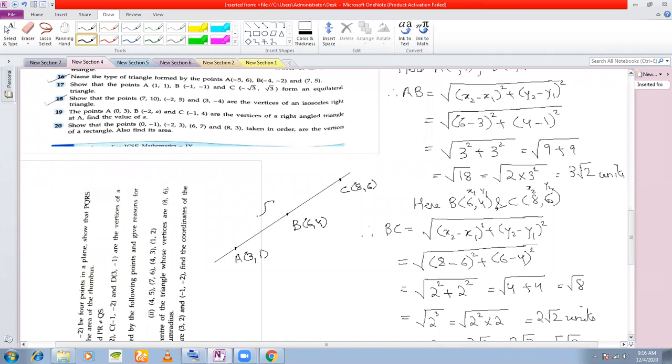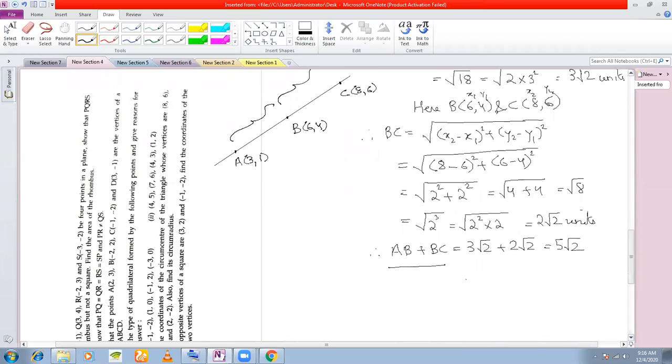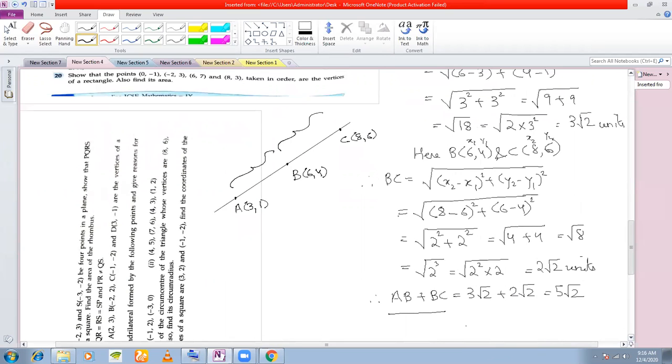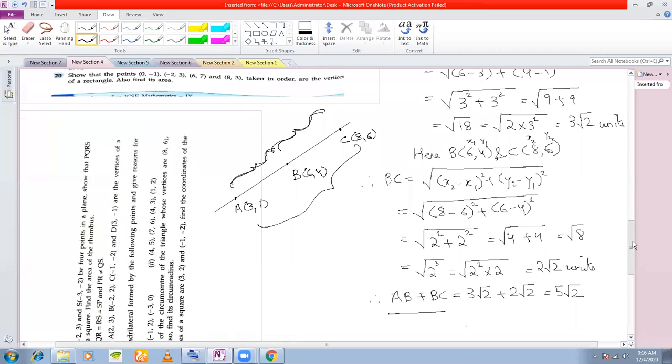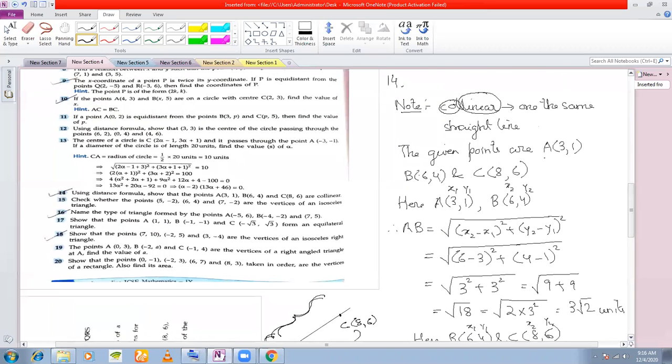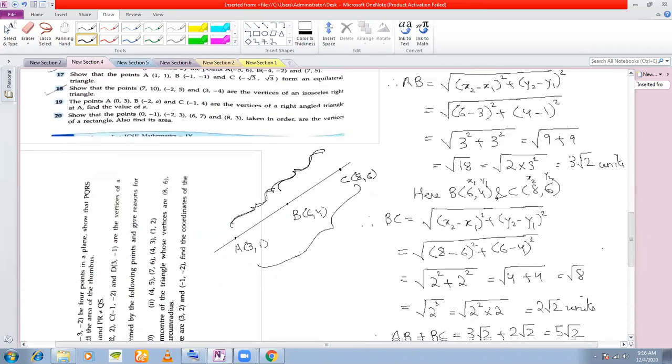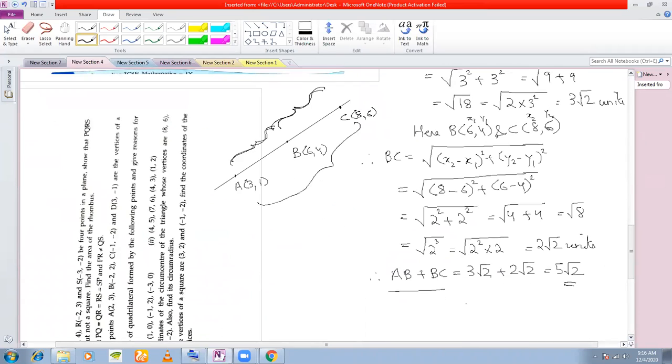Then the length of AB and the length of BC, if you add up, that is why I've added. See, AB plus BC, that is why I've added. Because if you add up the length of AB and BC, then you must get the length of AC. That is the idea behind this. So now what we do is we find out the length of AC, and check whether we are getting equal to AB plus BC or not, whether we are getting 5 root 2 or not. So let us check.